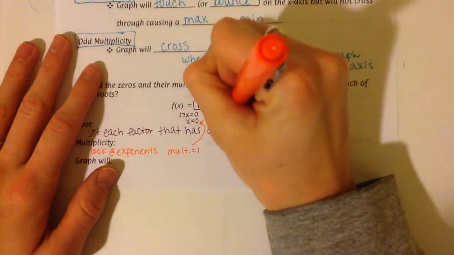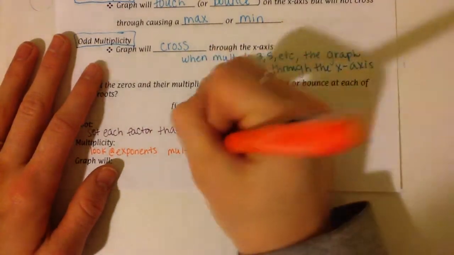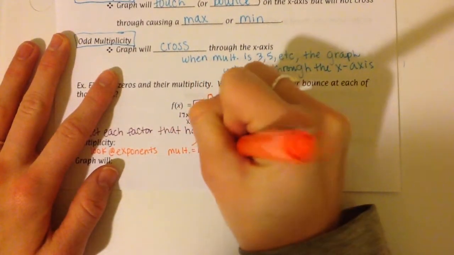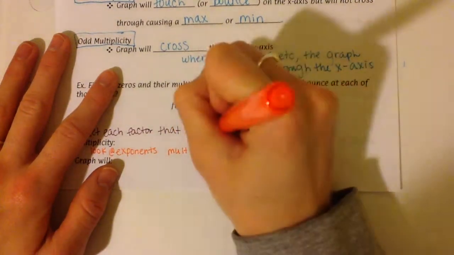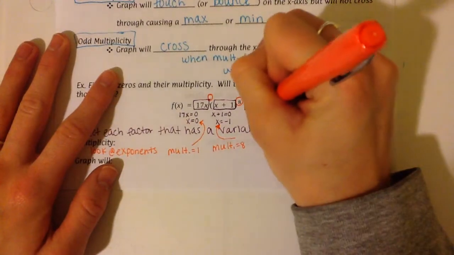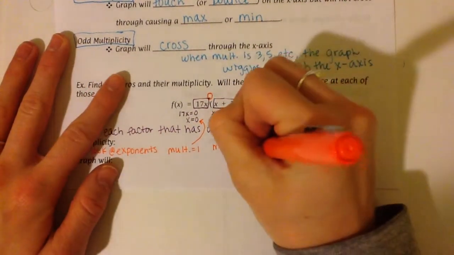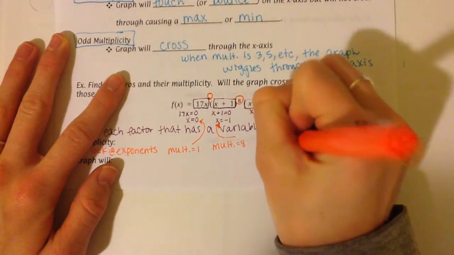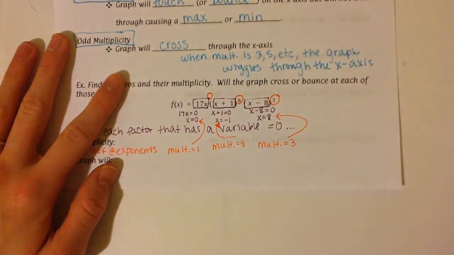So the next one, we look at that exponent. Well, that exponent's an 8, so the multiplicity is 8 for the root of negative 1. So the last one, we have an exponent of 3, making our multiplicity 3 for x equals 8.